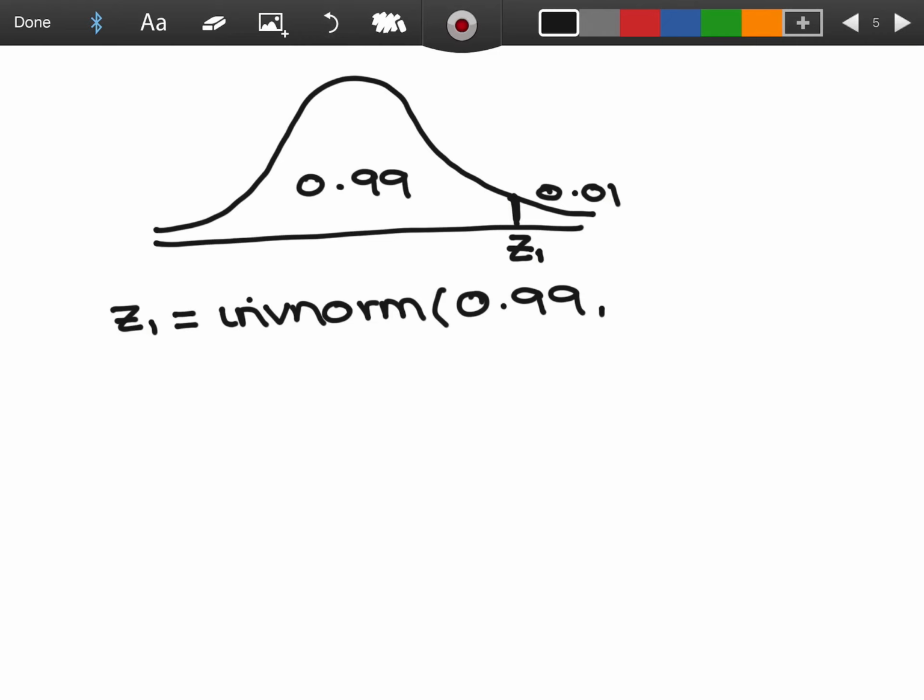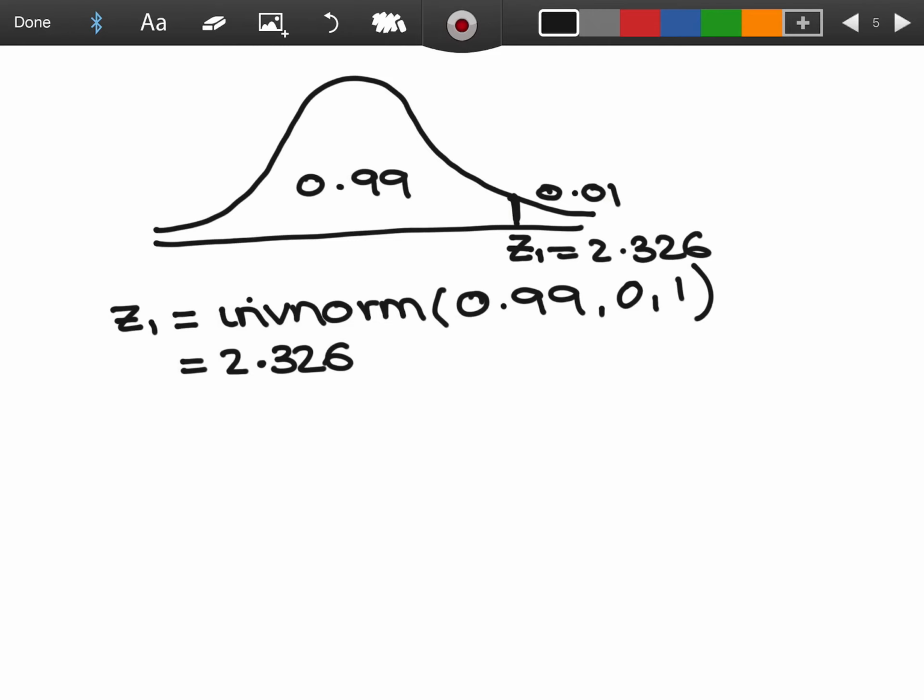So when I go to, let me get this up on my calculator quickly. I'm going to do inverse norm. My area is going to be 0.99. My mean is 0, standard deviation is 1 because I'm dealing with z-scores, which means that I'm dealing with the standard normal distribution. When I figure that out, I get 2.326 roughly. So that is my critical value.